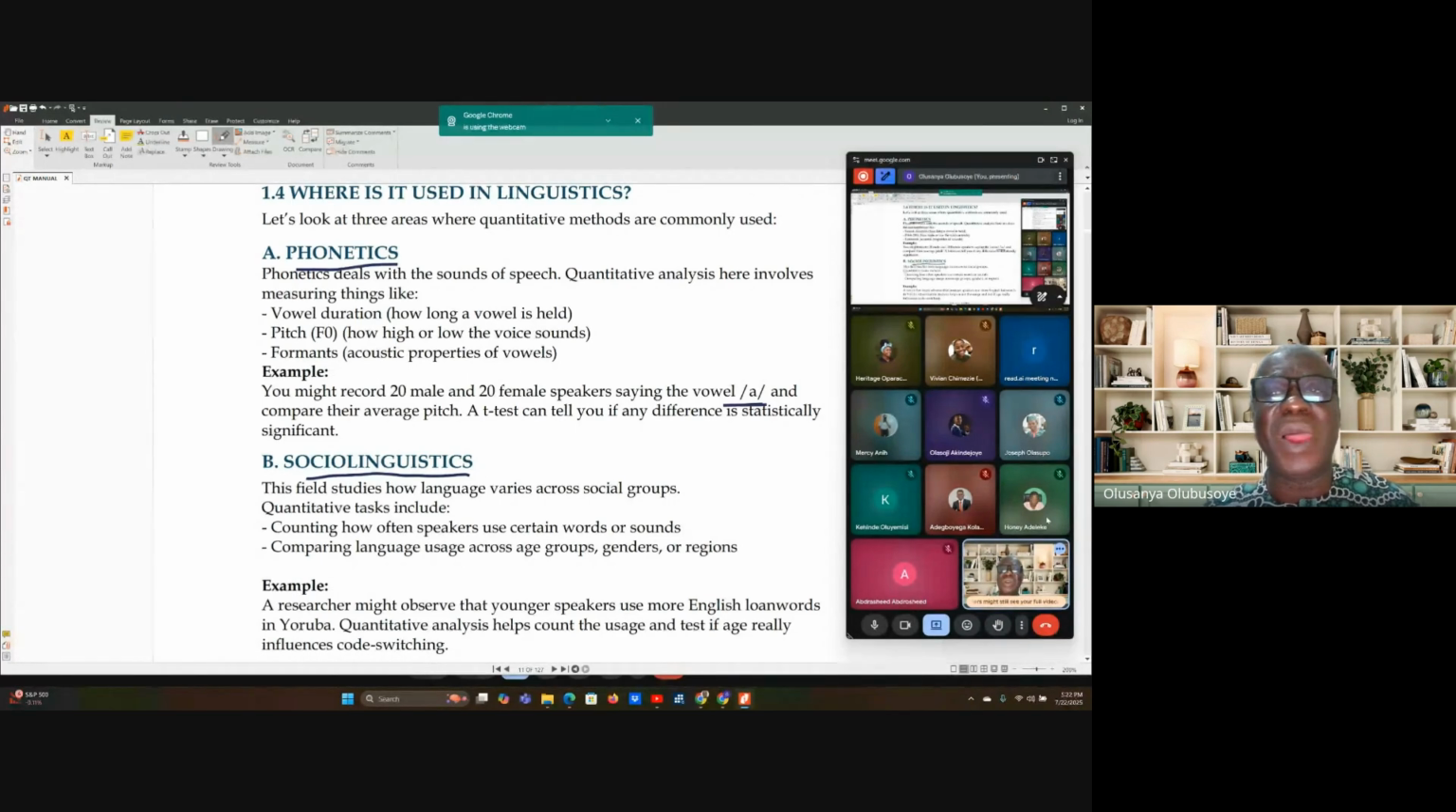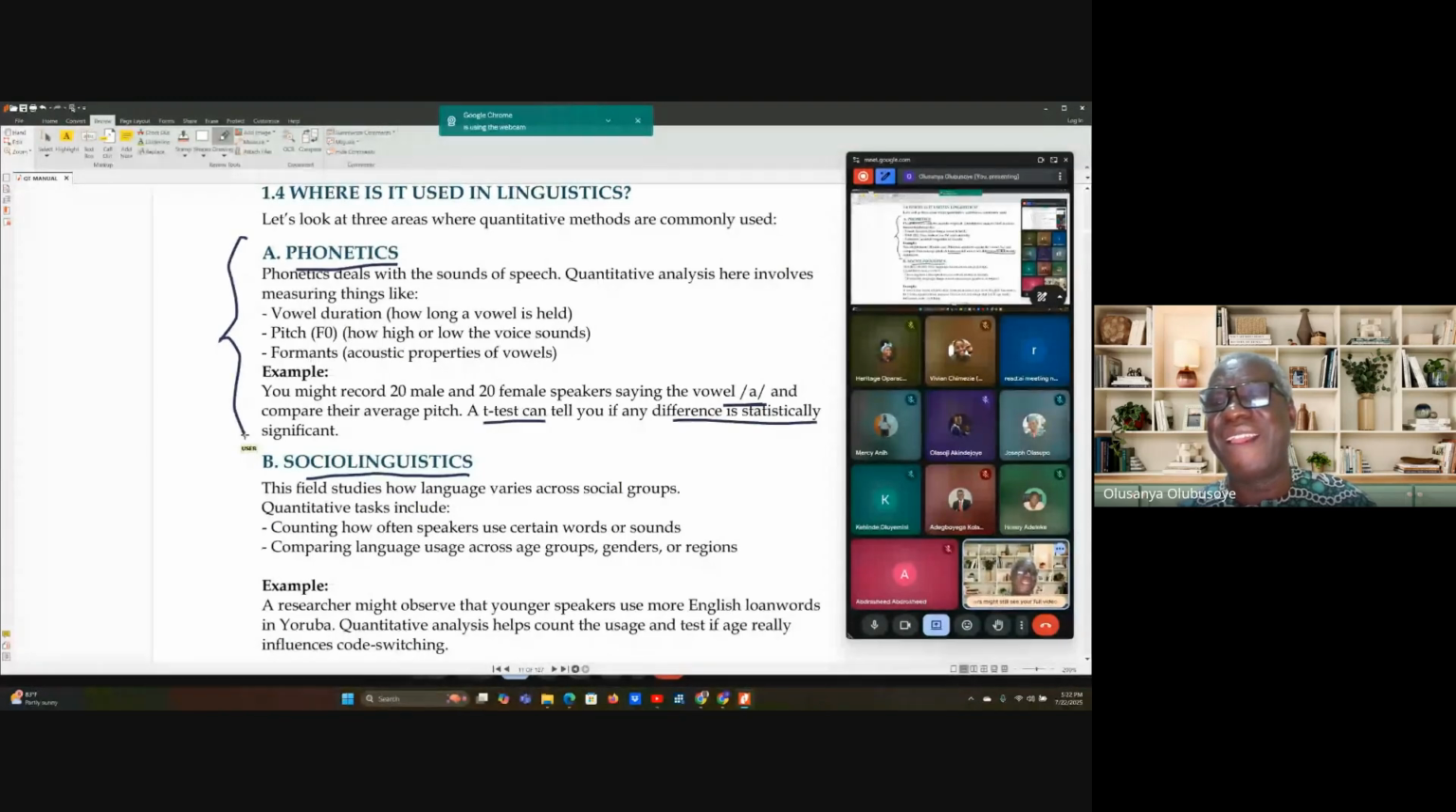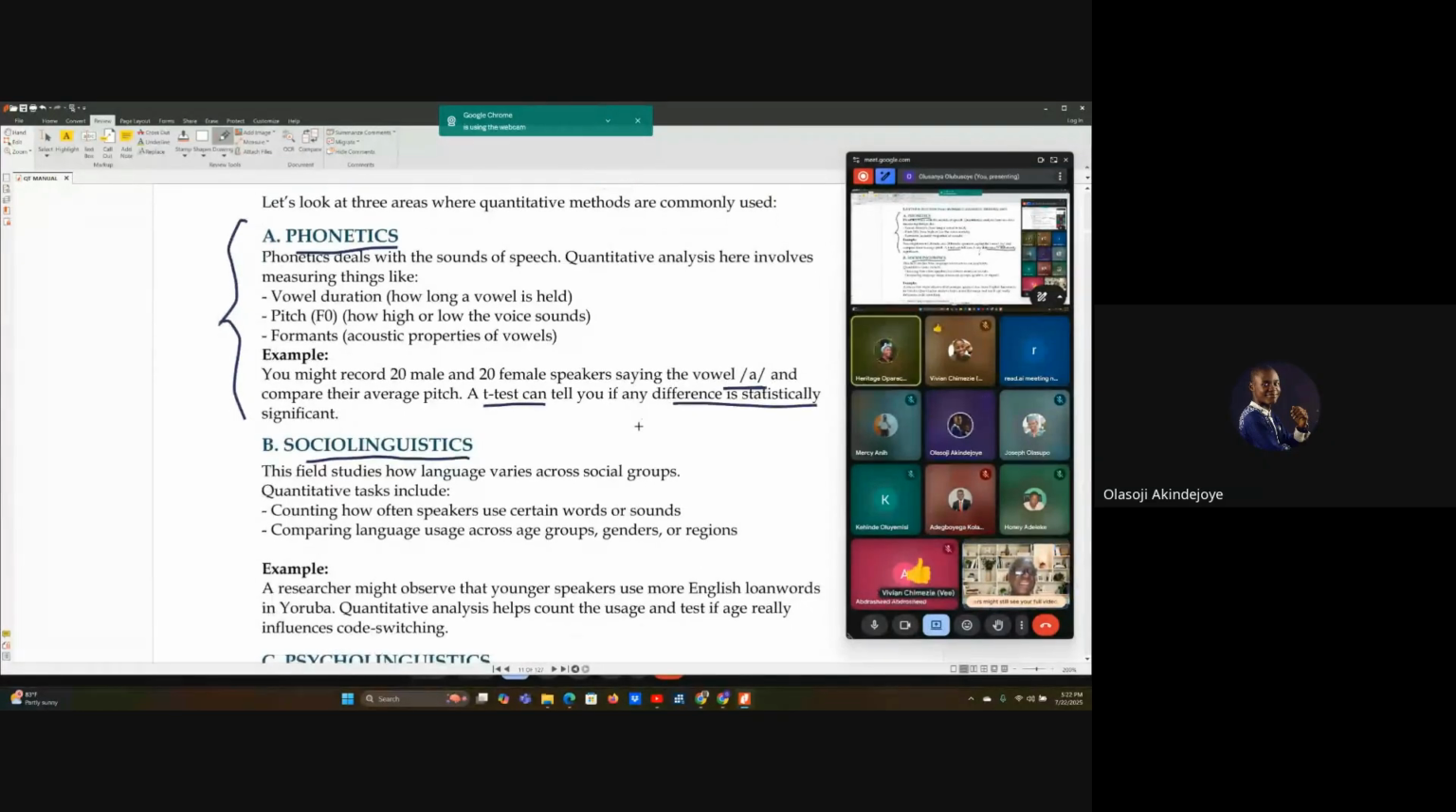We could also compare their average speech. So how do we do that comparison? We will now use statistical technique. As you will see later in this course, there is what we call the t-test, which will help us to establish whether there is a statistical difference between the groups. So that's one way we can apply quantitative techniques in phonetics. Any question on that? Is that one very clear? Yes, sir.